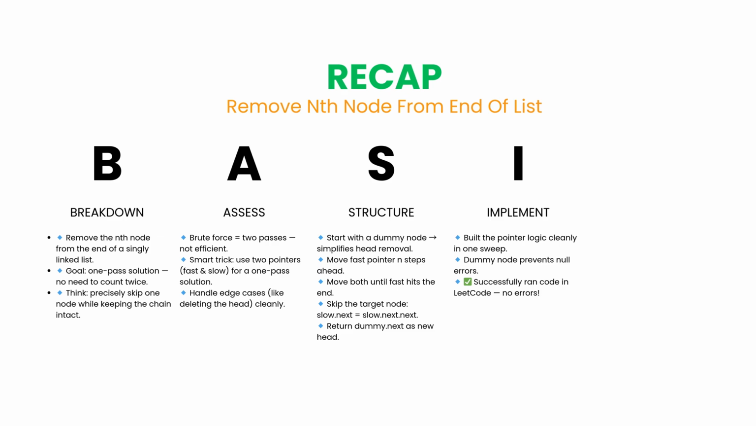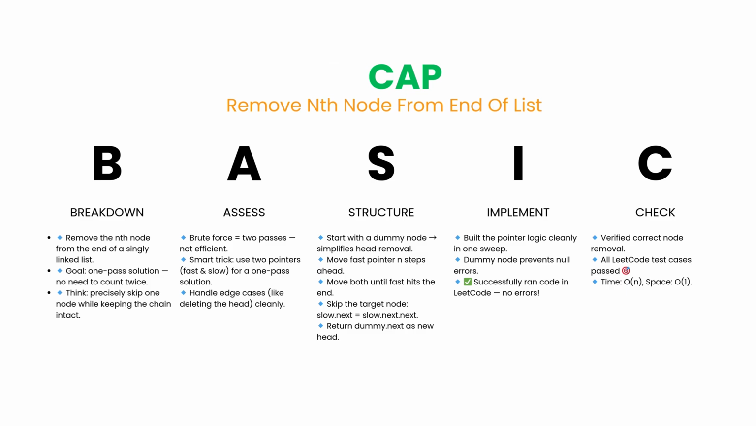Implement recap. We implemented the 2-pointer approach with a dummy node, carefully moving fast and slow until the correct node could be removed. Running it on LeetCode, the code executed cleanly without errors. Check recap. We verified the logic for various list lengths and positions of n. The solution consistently removed the correct node and returned the updated list. It runs in O(n) time with O(1) extra space.